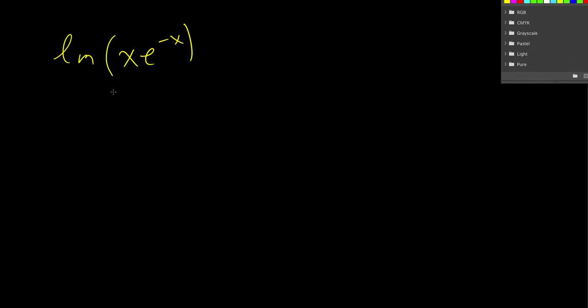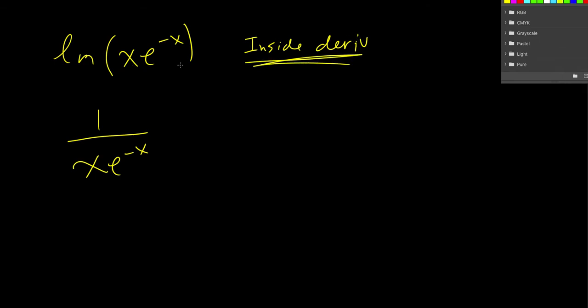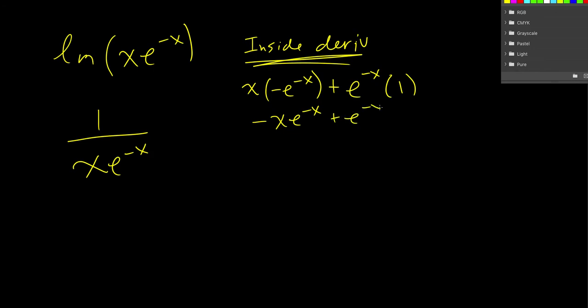So first step, just apply the rule. So 1 over x e to the negative x. Then we want to do the derivative of the inside. It's a product rule, and so we take the first, times the derivative of the second, which is going to be negative e to the negative x, because there's a little chain rule in there. Then we're going to take the second and times it by the derivative of the first, which is just 1. So if we simplify this, we get negative x e to the negative x plus e to the negative x.